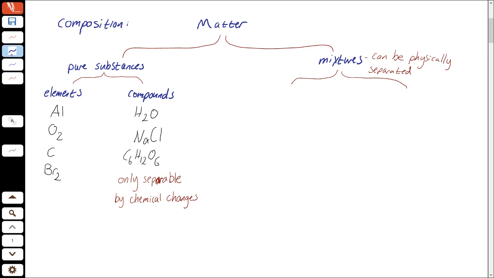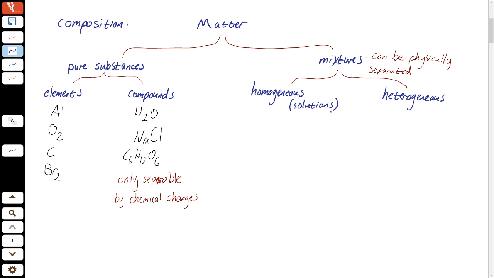All right, so the two types of mixtures are homogeneous mixtures and heterogeneous mixtures. Homogeneous mixtures are sometimes called solutions. And that is where the components of the mixture are so small and so intimately combined that you can't tell different parts of the mixture apart. So they look the same throughout.